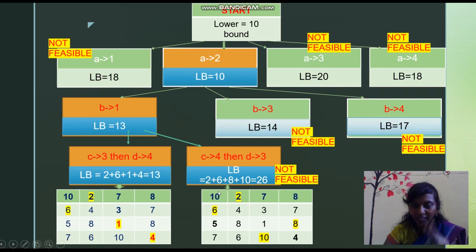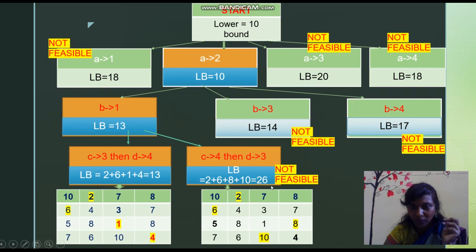Now in reverse, vice versa. C is 4 and D is 3. That is the only option we have, right? So job 2 is already allocated, so the value for A is taken. For B also we have allocated job 1, so job 1 value will be 6. Now for C we are trying with 4, so the value is 8. For D, job 3, it is 10.